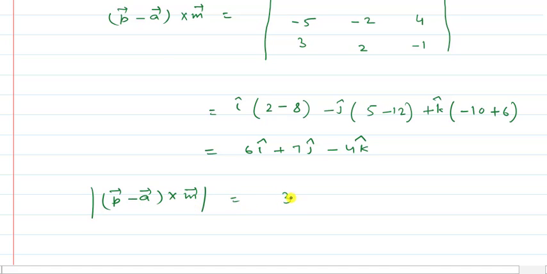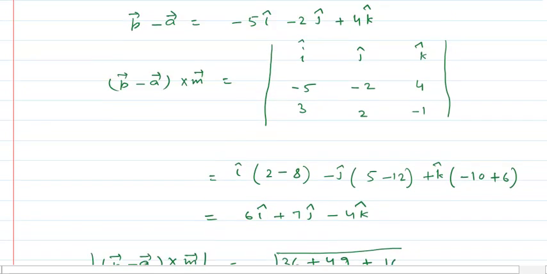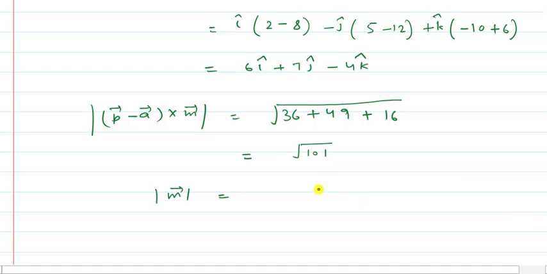So we are getting 36 plus 49 plus 16 and square root of it. So we get here square root of 101. Next, we need to calculate modulus of vector M, which is equal to 9 plus 4 plus 1, and square root of it, which is equal to root 14.